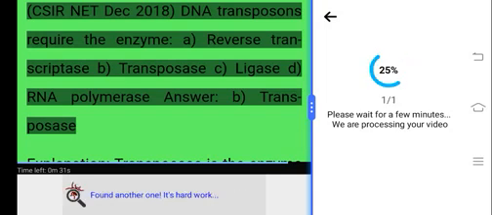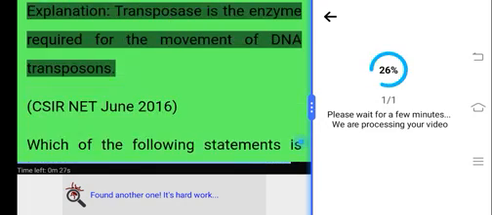CSIR NET December 2018. DNA transposons require the enzyme: A. reverse transcriptase, B. transposase, C. ligase, D. RNA polymerase. Answer. B. transposase. Explanation. Transposase is the enzyme required for the movement of DNA transposons.